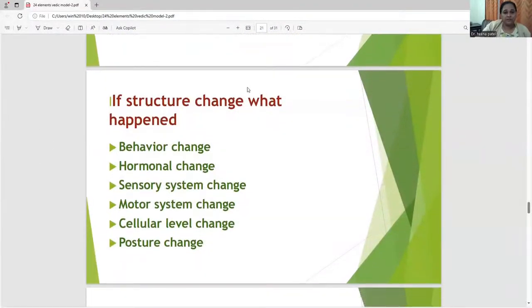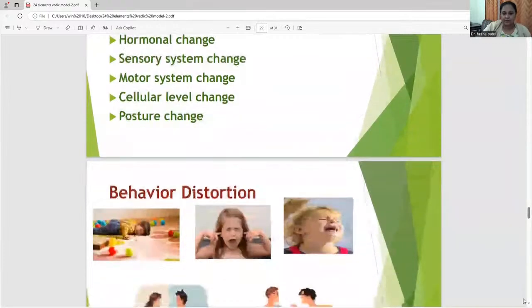If the structure changes, what happens when we release this negativity, negative thought patterns and negative experiences? They change the behavior, hormonal changes happen, the sensory system gets organized, and the motor system changes. If the child is not working, they start working. Writing issues, we can resolve everything if we resolve in the correct manner. At the cellular level also, there are a lot of changes. Posture also changes in children and adults, and we will see it in pictures, so it's very easy for you to understand.